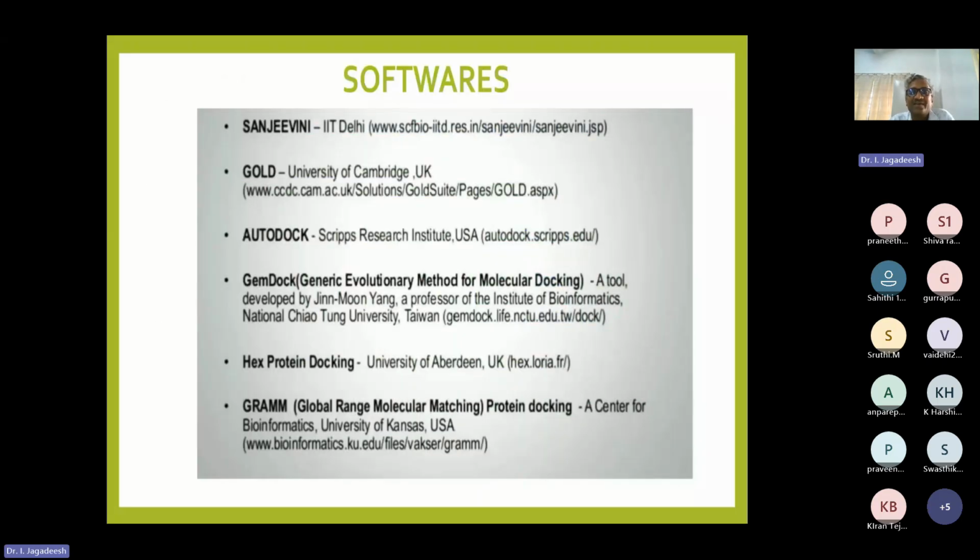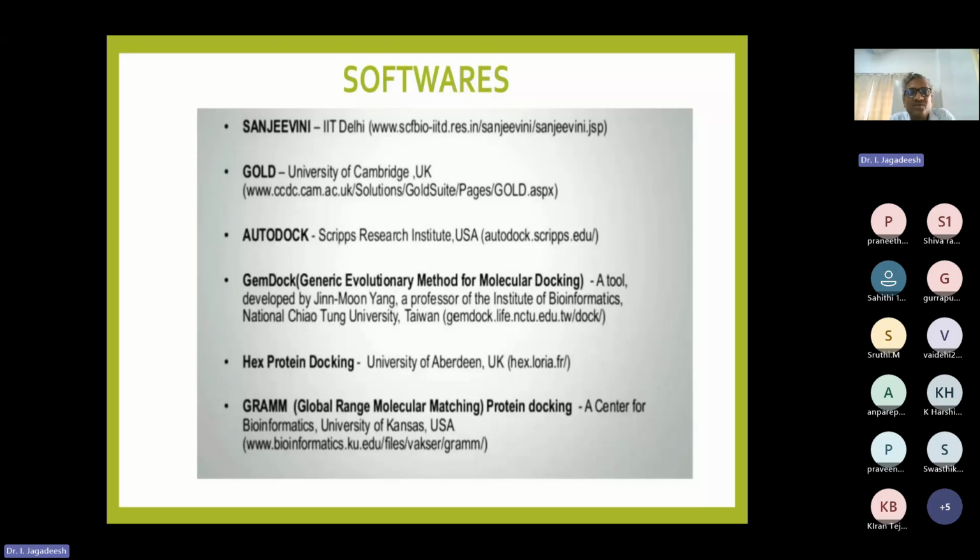What are the softwares available? Because we need to memorize where, as and when the topic is coming, we need to handle the softwares, tools, and the databases with respect to that. Among the national softwares, one software is called Sanjeevani, which was developed by IIT Delhi.